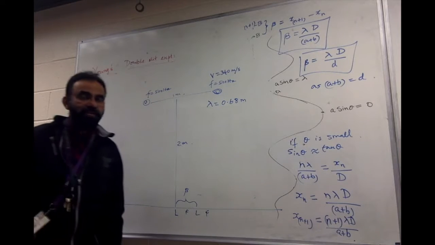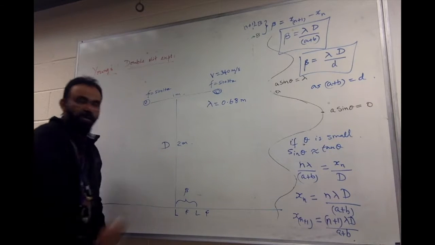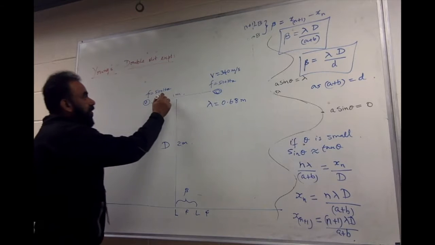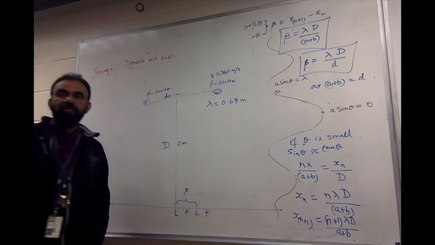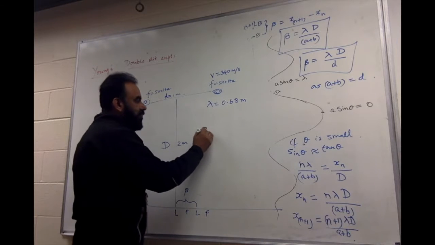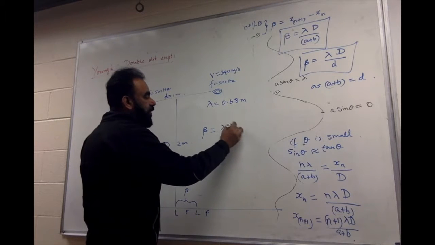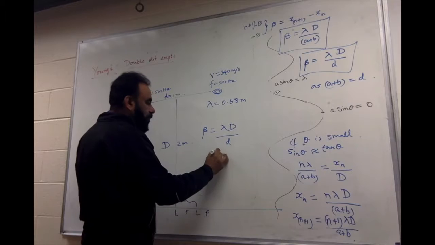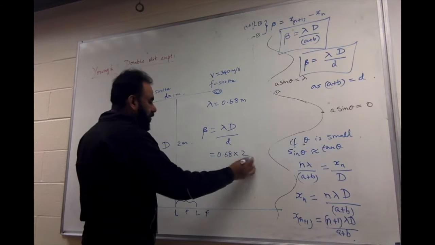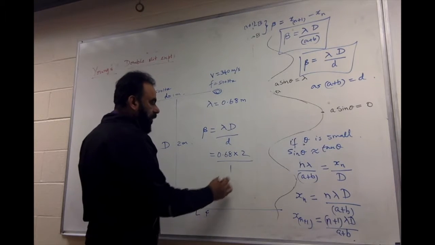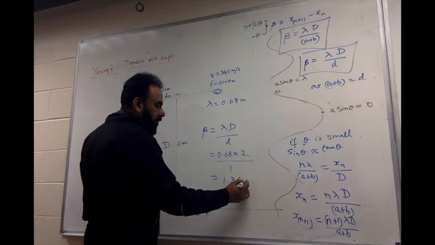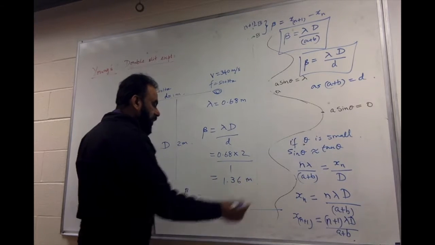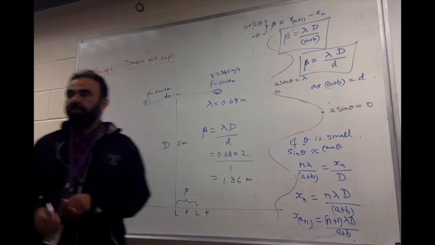So we have the lambda, we have the small d, we have everything. What's the bandwidth? Lambda D over d: 0.68 times 2 divided by 1 is 1.36, right? Yeah. 1.36 meters. That means what?